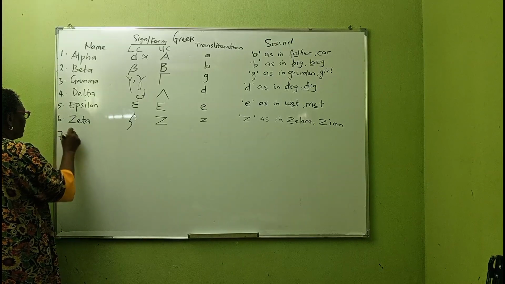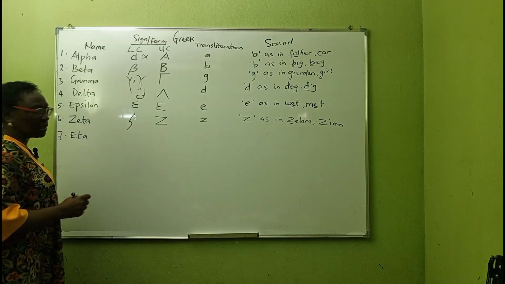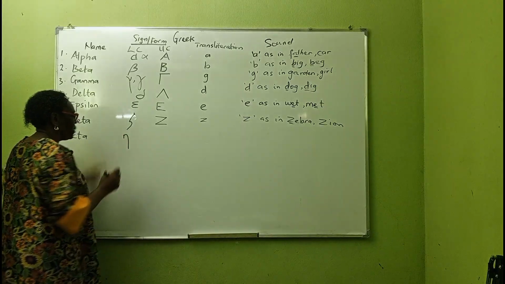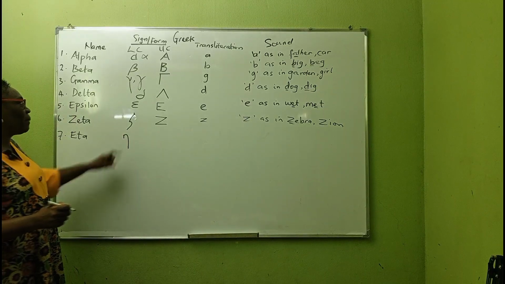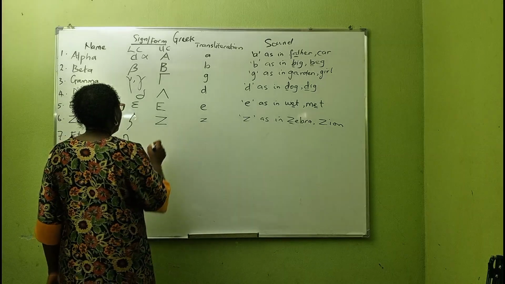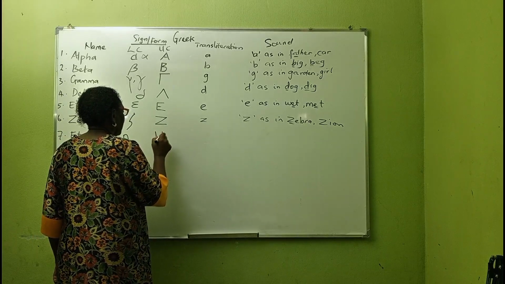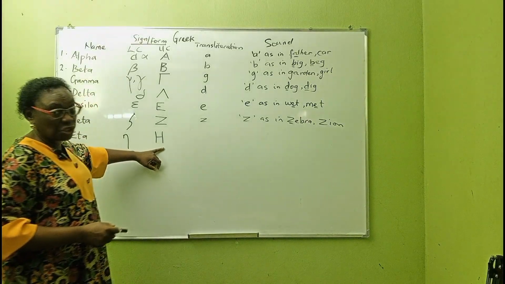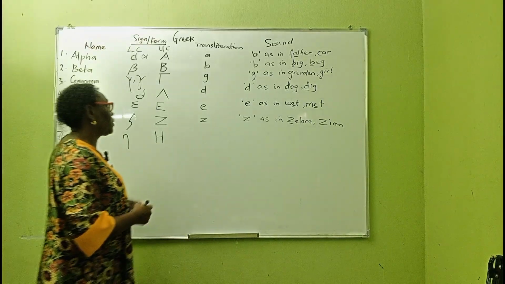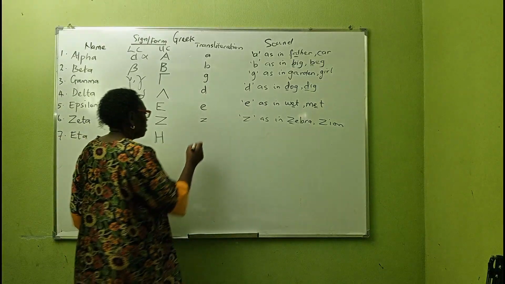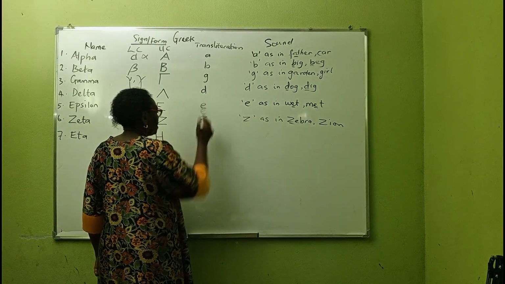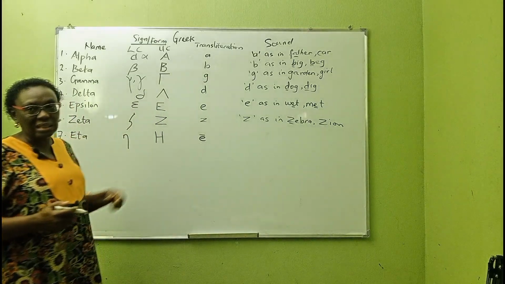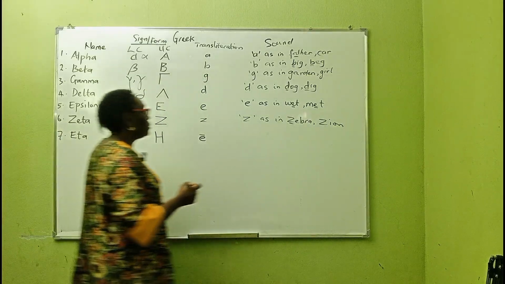Then following zeta is eta. It looks like N, but it's a little longer on the other one. So this is eta. Eta, in terms of the capital letter, we write it as H. It looks like our English H, but it's not H. This is the capital letter of eta. In terms of transliteration, we differentiate it by putting a bar on it. Once you see it in transliterated form, this is eta.